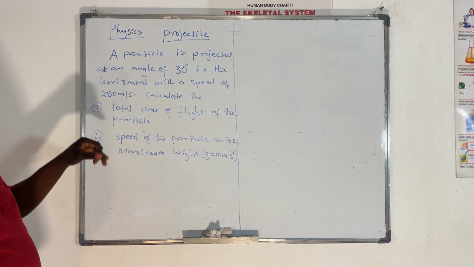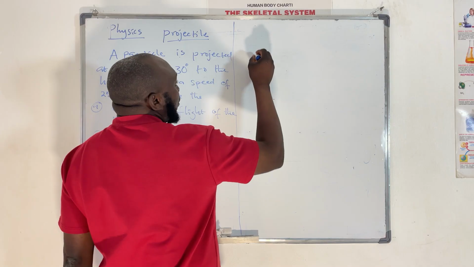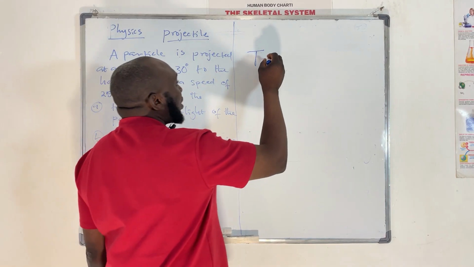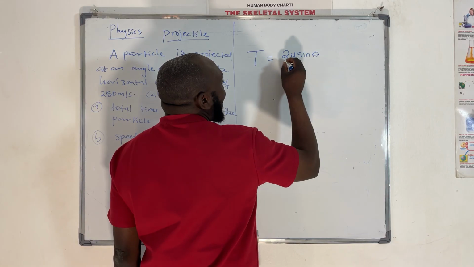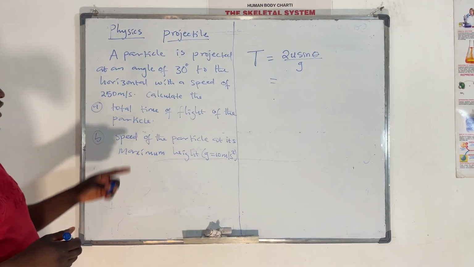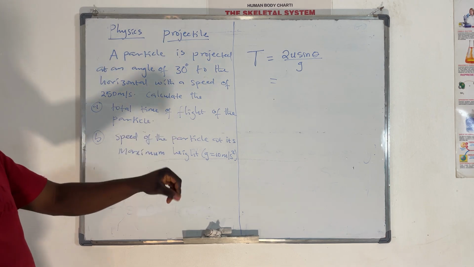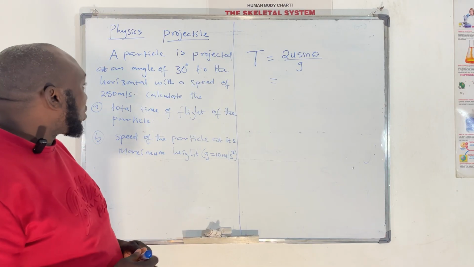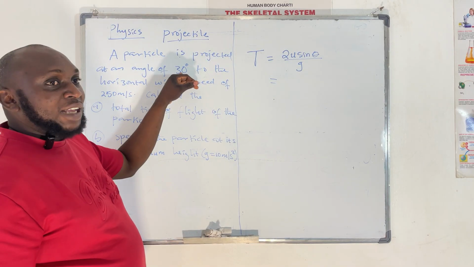The first one says that we are asked to calculate the total time of flight. What is the formula for total time of flight? In that previous video, I said that the total time of flight T is equal to 2u sine theta over g. Here, u stands for initial velocity, which is 250 meters per second, while the value of g is always constant and is given to us as 10 meters per second squared. Also, theta is the angle of projection and is given here as 30 degrees.